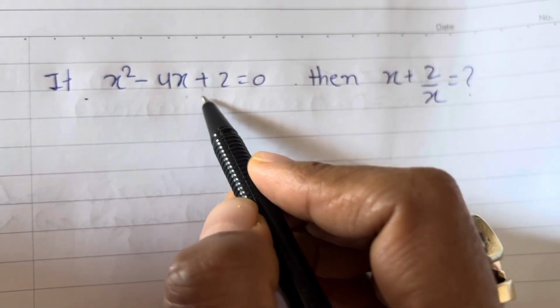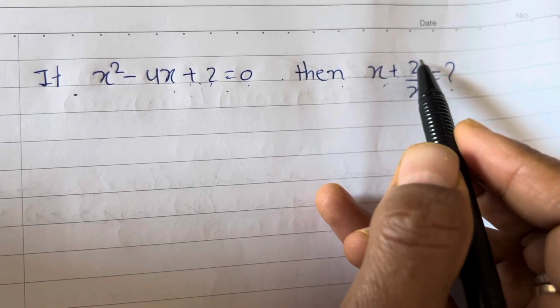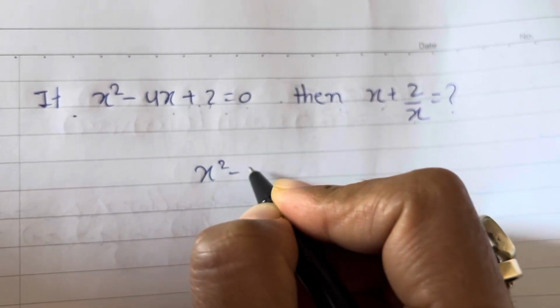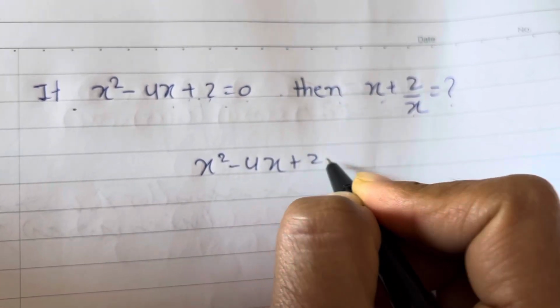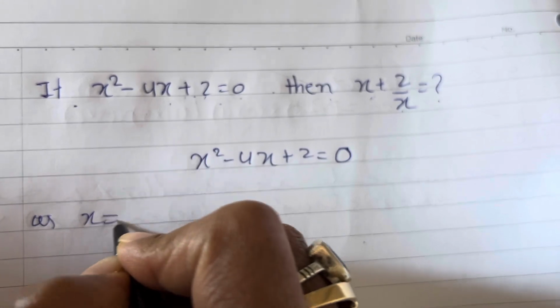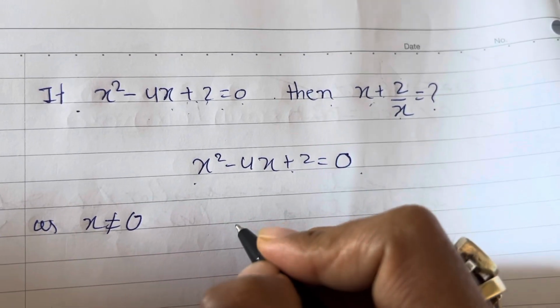If x² - 4x + 2 = 0, then what is the value of x + 2/x? Here the equation is given: x² - 4x + 2 is equal to 0. As x is not equal to 0, we can divide it by x on both sides.